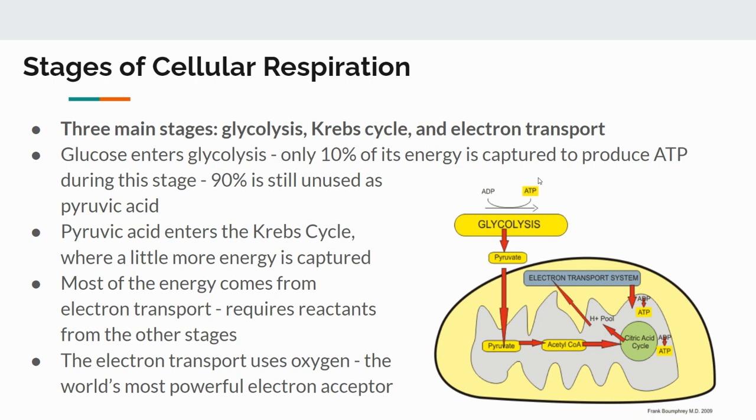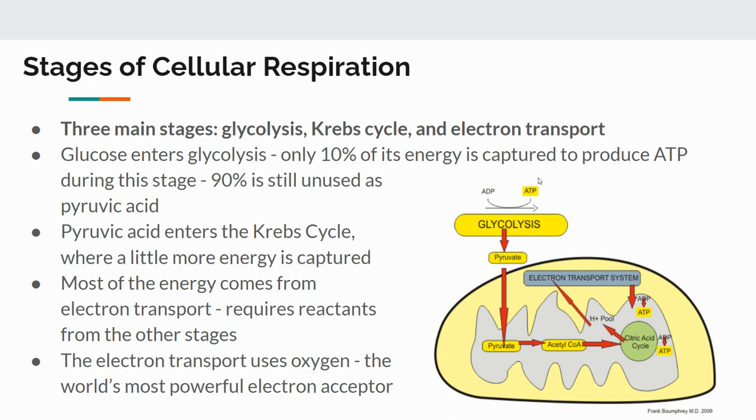Okay. Then we have something called pyruvic acid that enters the Krebs cycle. So you're like, where did this come from? Well, it's the 90% that's still unused. That's referred to as the pyruvic acid. So glucose enters glycolysis. Only 10% of its energy is captured to produce ATP during this stage, and the rest of it is referred to as pyruvic acid. So, and there's a little bit more energy that's captured here too. Okay, but most of the energy that comes from cellular respiration is going to happen in our electron transport system.